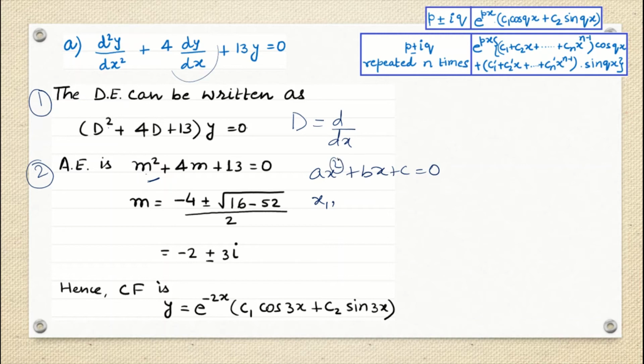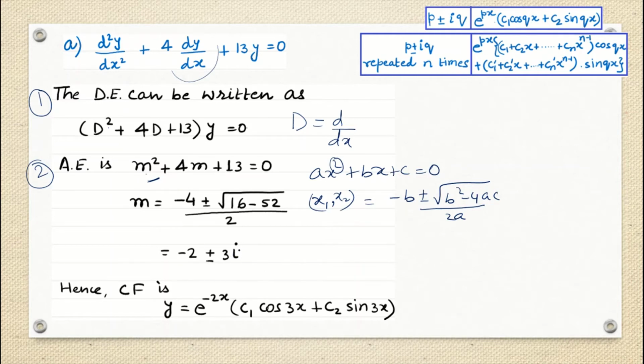So two roots will be there. Why? Because of x to the power 2. So x1, x2 will be minus b plus minus under root b square minus 4ac, by 2a. Just substitute the values and you will get the answer. What you are getting is minus 2 plus minus 3i.